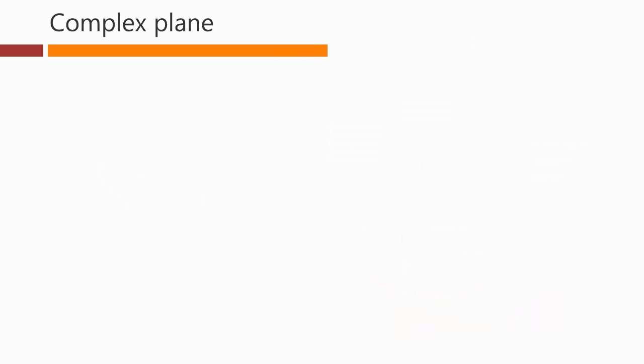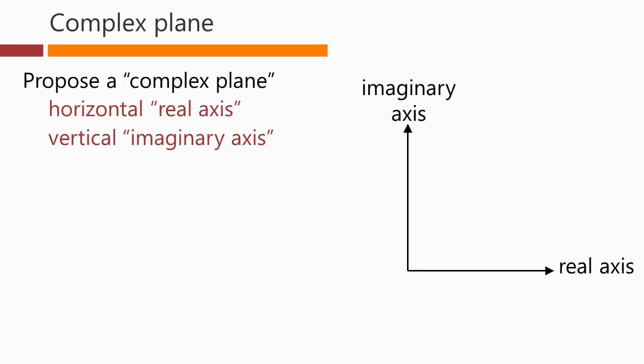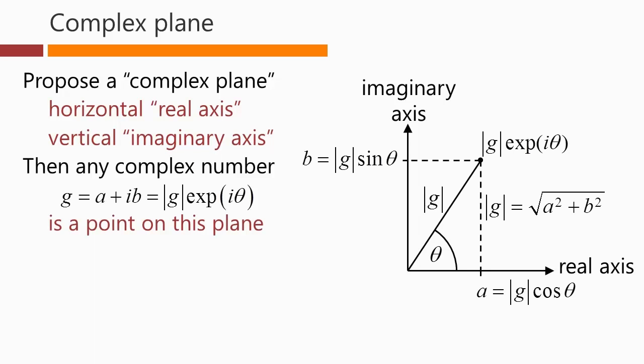It means also that we can usefully start to think in what can be called a complex plane. So we can propose a mathematical plane. It's not a real physical plane, it's a mathematical plane with two axes at right angles to it. We conventionally plot the horizontal axis as the real axis and the vertical axis as the imaginary axis. Then any complex number we can imagine, which we can write in the form of a plus ib, we can plot it as a point on this plane. Kind of like adding vectors. These are not actual vectors, but it's like adding vectors.